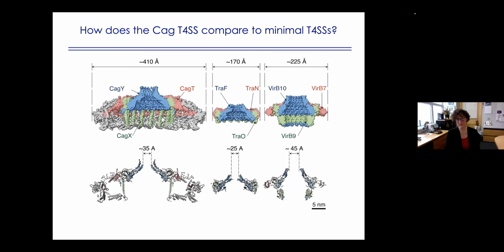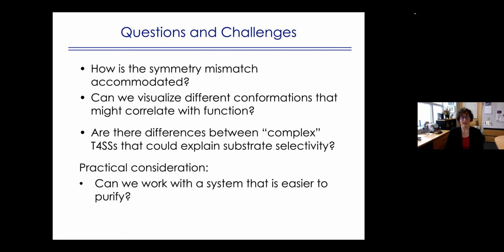And then the other thing that we were able to figure out with our model is that even though there was not sequence homology between many of the more complex T4SS components, there was a high degree of structural homology. And so they seem to be organizing, at least in the core region, in a very similar manner to the more minimal systems. And then they just add on these other components, making the complex larger. And so this really led us to have some questions.